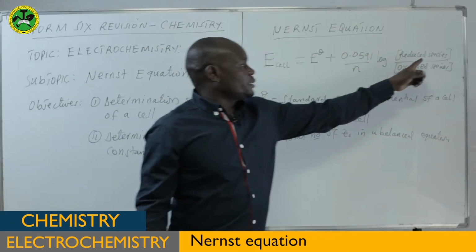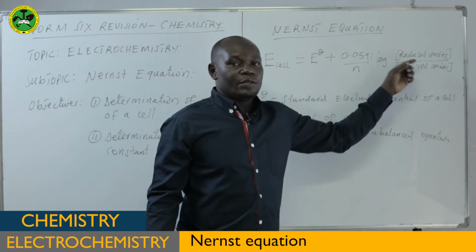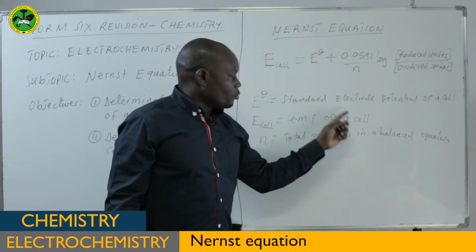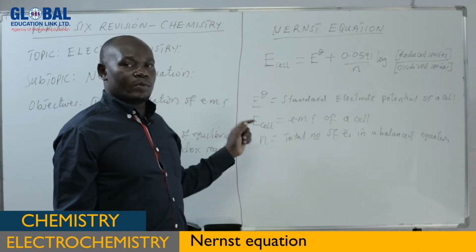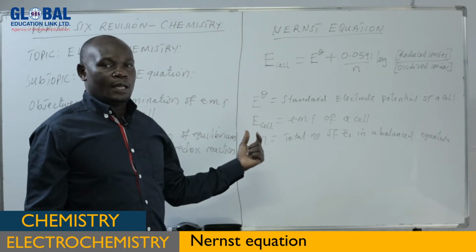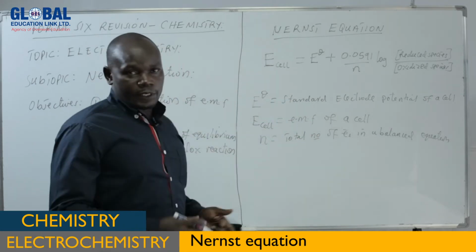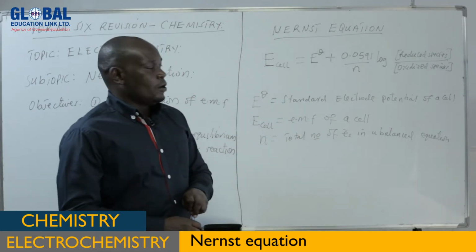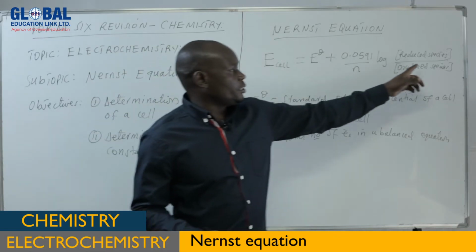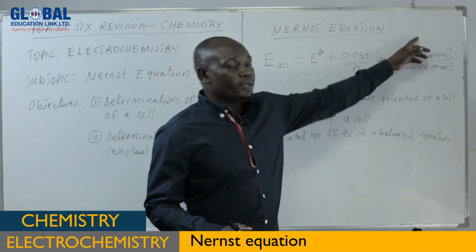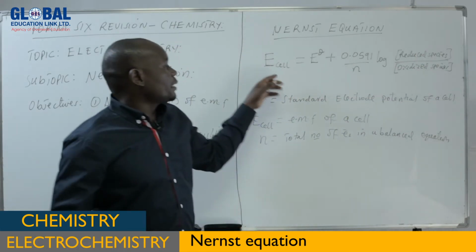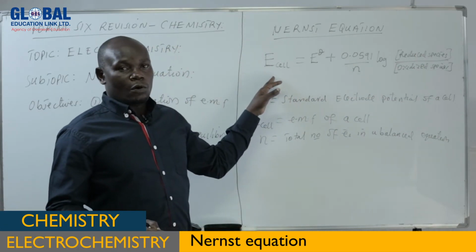And the reduced species and oxidized species are obtained by looking at the standard electrode potentials of the electrodes involved in that redox reaction. Most students have a problem determining which species will be reduced and which species will be oxidized, so that they can use their concentrations in determining the EMF of a cell.